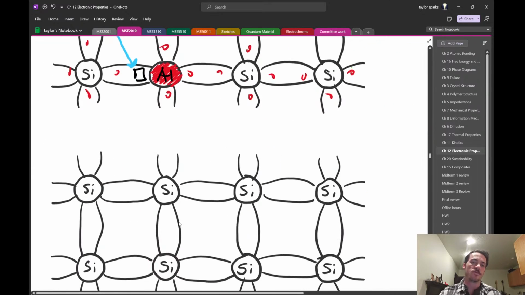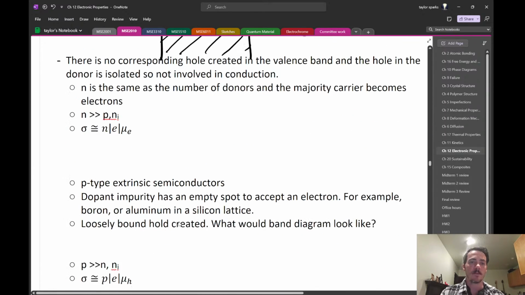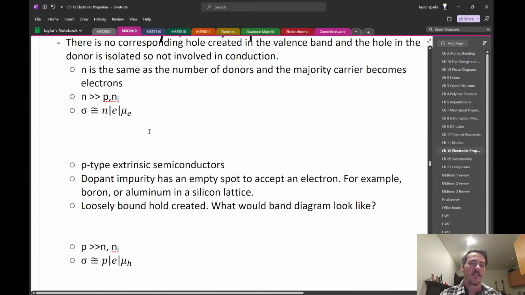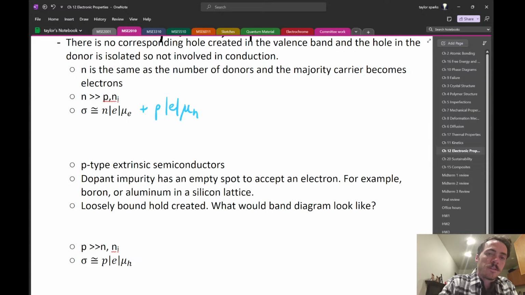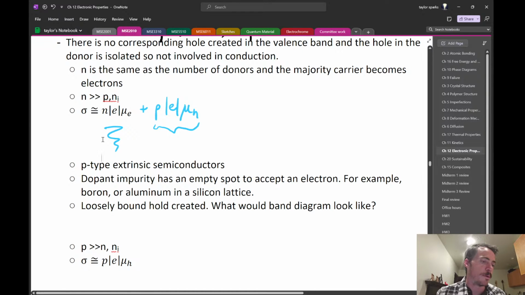The equation for extrinsic doping is technically the same as what we saw before, except that because one carrier type is so much bigger than the other, we just leave it off in the equation, right? For example, if N is orders of magnitude bigger than P and Ni, then there's not really any point in including this, is there? Technically, you should include this term, but it's so much smaller. Like this first term could be orders of magnitude larger than the second one. So we just leave it off. It's an approximation, but it's a useful one.